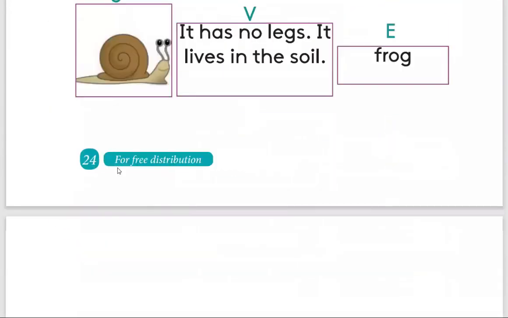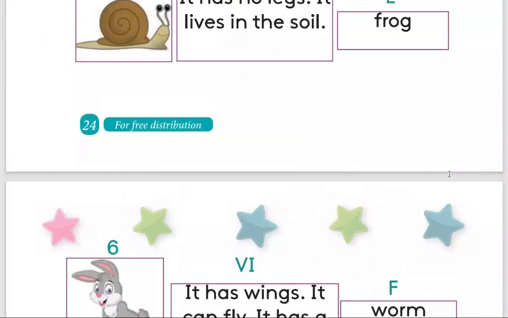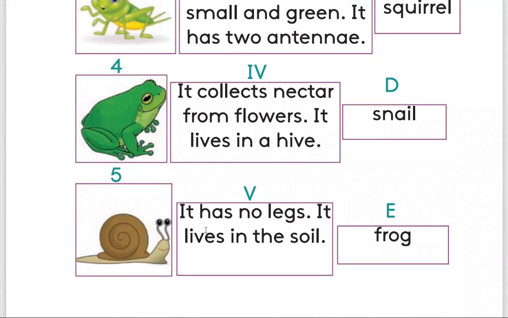Where's the word? See here. Grasshopper. Okay, grasshopper. Okay, next one. See. This one, number four.